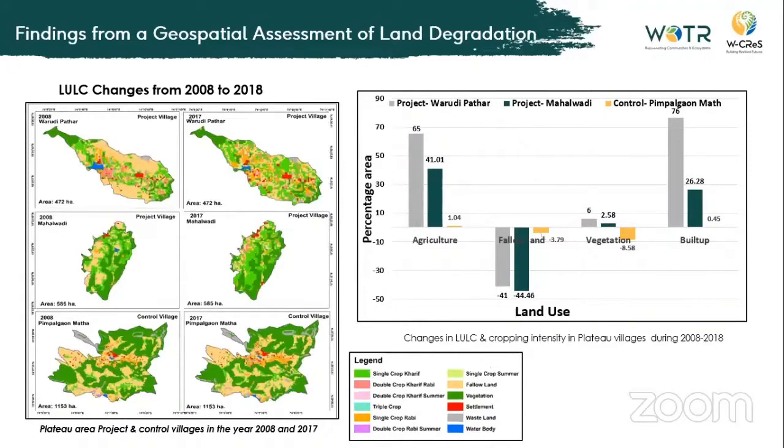The next slide is for the LULC changes in those areas. We can see that the project villages have marked very good change in the agricultural land, like the project villages Varudi Pathar and Mahalwadi, where around 65 to 41% of the agriculture area has increased. Whereas in the control villages, it's just by 1%. If you see the vegetation apart from agriculture, it's 6% and around 2.5% in the project areas. Whereas in the control village, it's negative 8%. The vegetation has been reduced in that decadal change.